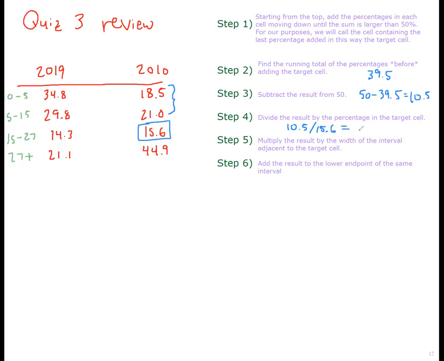This comes out to be, let's do this, grab calculator, see why it's important. 10.5 divided by 15.6 gives me 0.673. We'll go to 3 decimal places. That should be good enough.